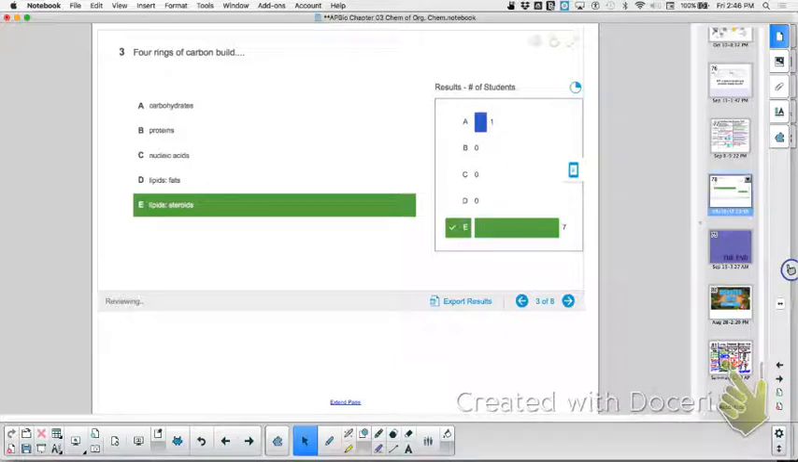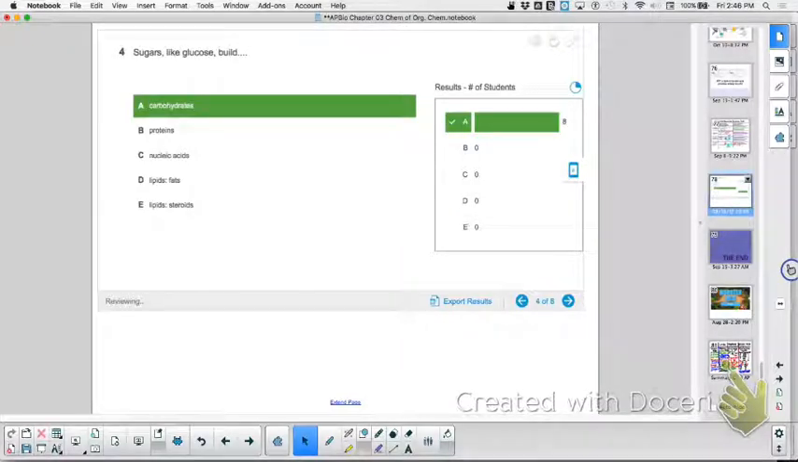Uh-oh. Four rings of carbon build a steroid, not a carbohydrate. You can have a ring of carbon, but if I say you have four rings of carbon, then it's definitely a steroid. Okay?